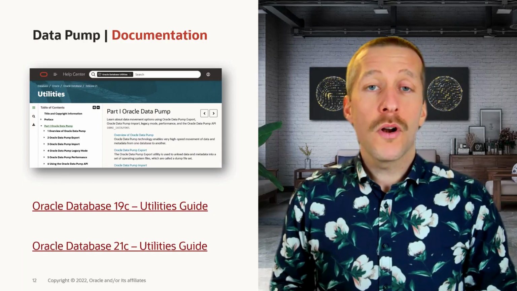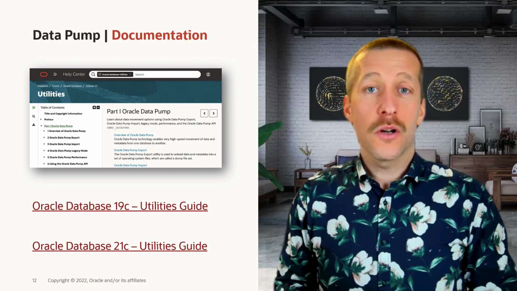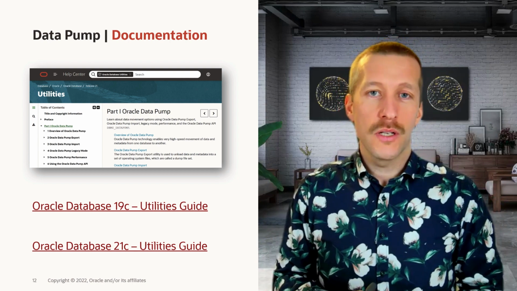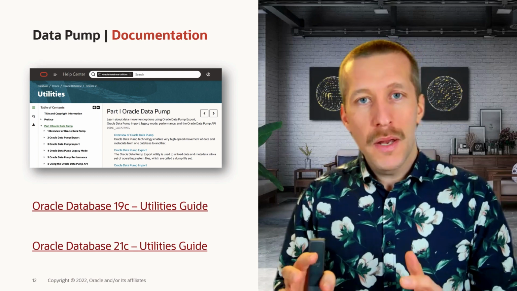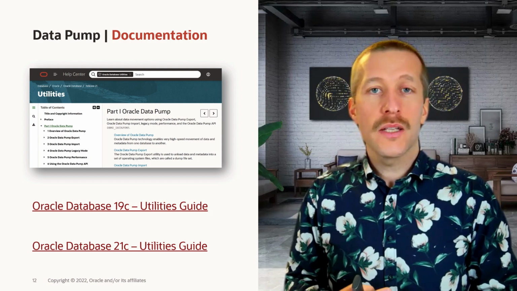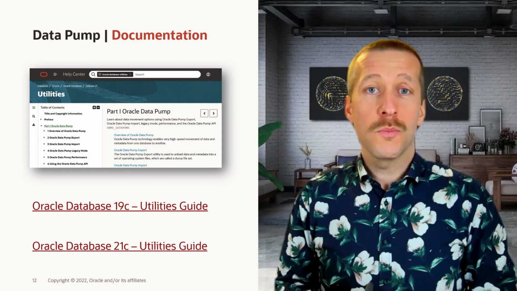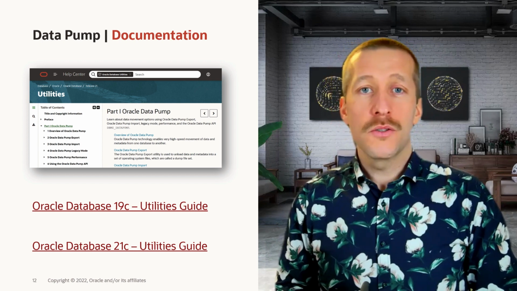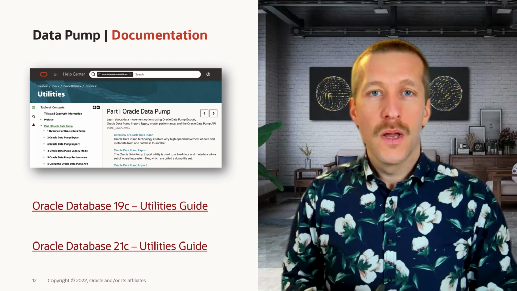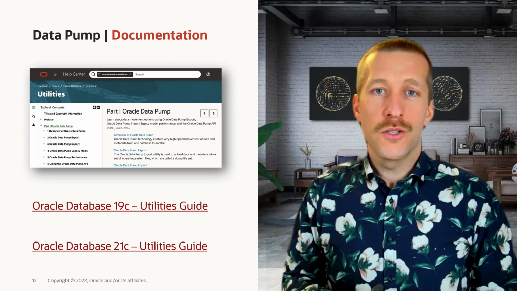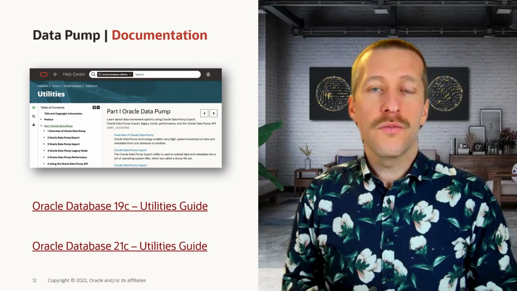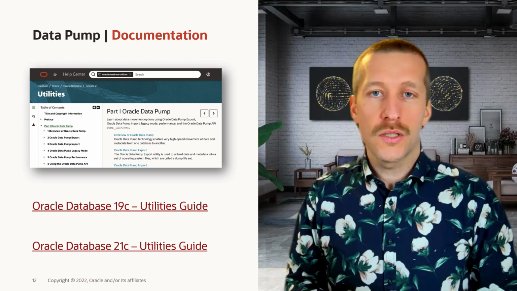If you need to know more about Datapump, you can always head into the documentation. Information about Datapump is stored in the Utilities Guide. Hopefully, many of you are already on Oracle Database 19c or upgrading to 19c. It is our current long-term support release. So you should go into the Utilities Guide in 19c. In the slide deck, you can find a link to it. But if you want to investigate some of the new features, you should head into the 21c documentation, where you can find information about, for instance, the new checksum feature.